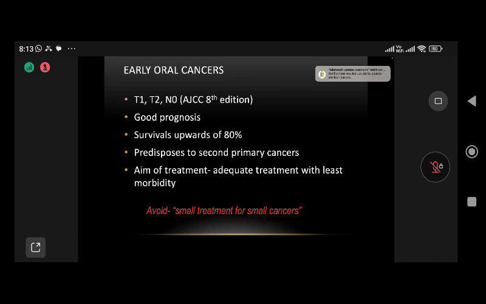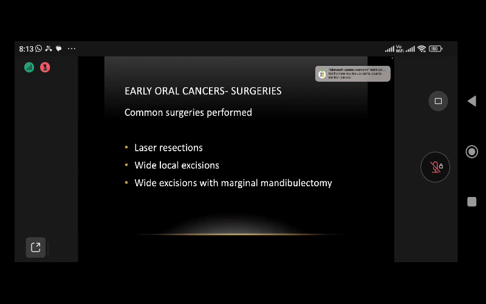These are patients who can be cured, who will live long, and the first chance should be the best chance, and you should avoid small treatment for small cancers. Now, the common surgeries that are performed are laser resections, wide local excisions, and sometimes for early cancers, we perform wide excisions with marginal mandibulectomies.